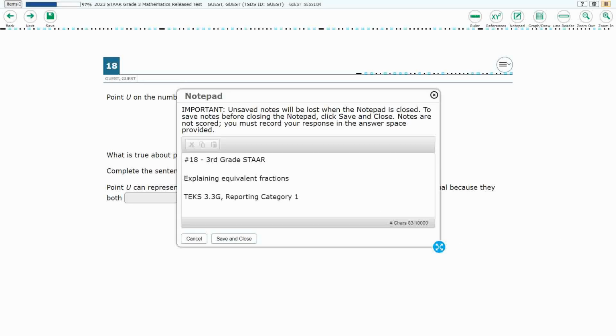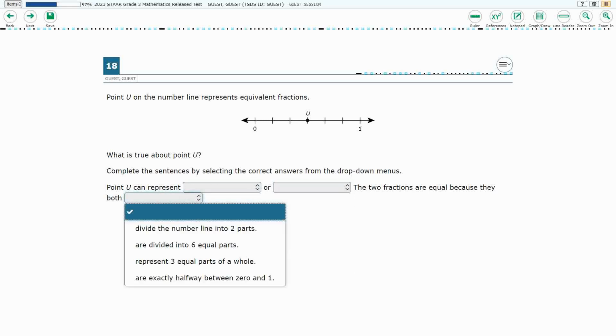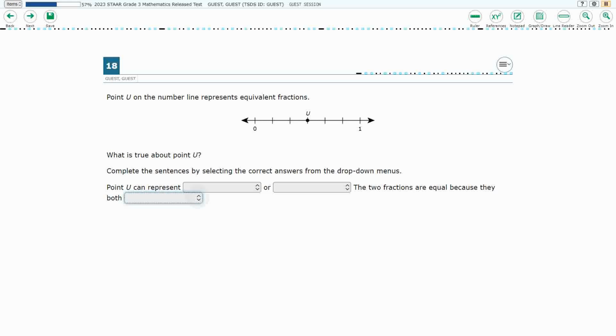For number 18, we are explaining equivalent fractions. This is TX 3.3G in reporting category 1. So we have inline choice here. What we need to do is select from these different choices. We've got 3 different answers we need to fill in. First, we need to look at point U and see what it's going to ask us. Point U can represent, I see, either 3/6 or 2 halves, or 3/4, 1 half, and 1/6.